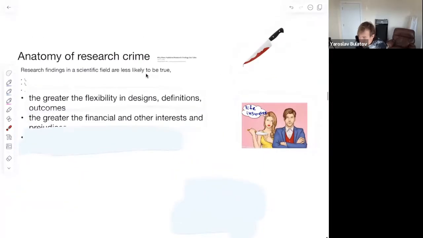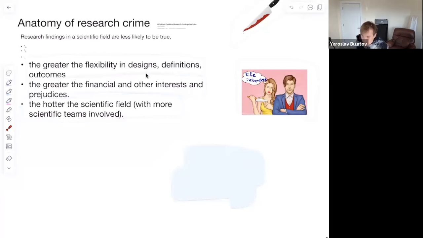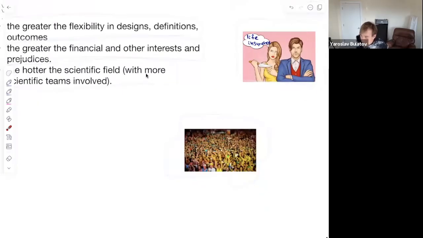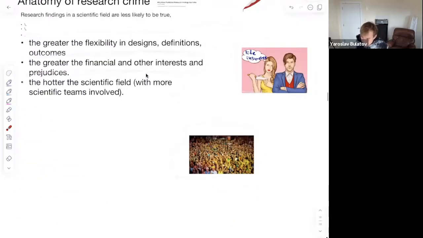The final factor they say contributes to things being unexpectedly false is if the scientific field is extremely hot, and then there are more scientific teams involved. I will call this kind of problem accidental trampling. So now we'll go over these three factors which cause the problem of things appearing to be true according to publication, but in reality being false. So first of all, the weapon.